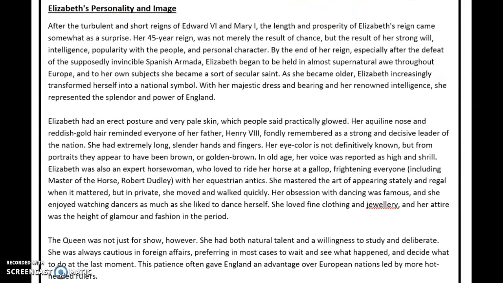Okay, so your first task today is to read this page. It gives an overview of what Elizabeth was like, her image, her appearance, her strengths and weaknesses. So remember, she's only the second female monarch in England at this time, the first being her older sister, Mary I. And so there's a lot of interest and speculation revolving around her because of this.